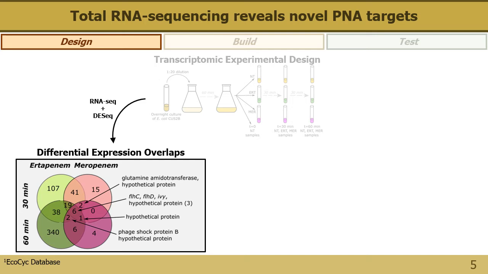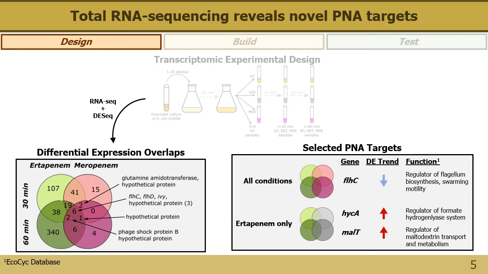And we pulled out a few interesting targets that we found from this Venn diagram. The first one is FLHC. That one is consistently downregulated in all conditions. That's in that middle 6 there. It is commonly downregulated with a whole bunch of other motility genes. So the motility ones are something we're going to keep an eye on.